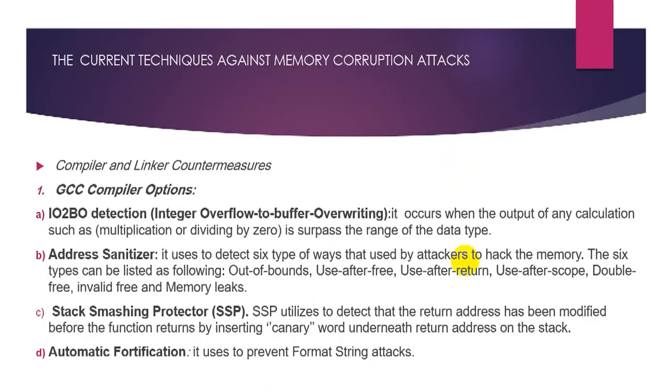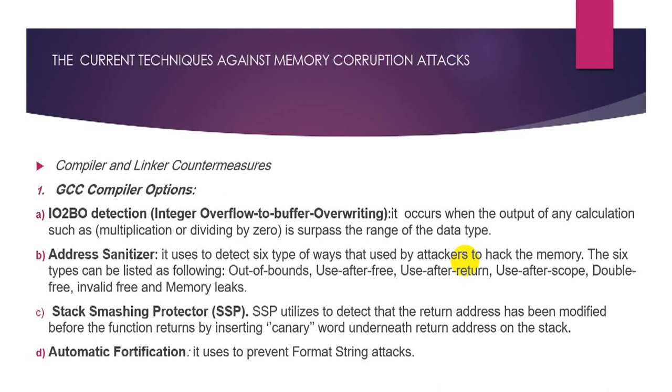We have other techniques used with compiler and linker countermeasures against memory corruption attacks. First, we have integer overflow to buffer overwriting. It occurs when the output of any calculation, such as multiplication or dividing by 0, surpasses the range of the data type. And we have AddressSanitizer. It is used to detect 6 types of ways used by attackers to hack memory. They can be listed as follows: out of bounds, use after free, use after return, use after scope, double free, invalid free, and memory leaks.